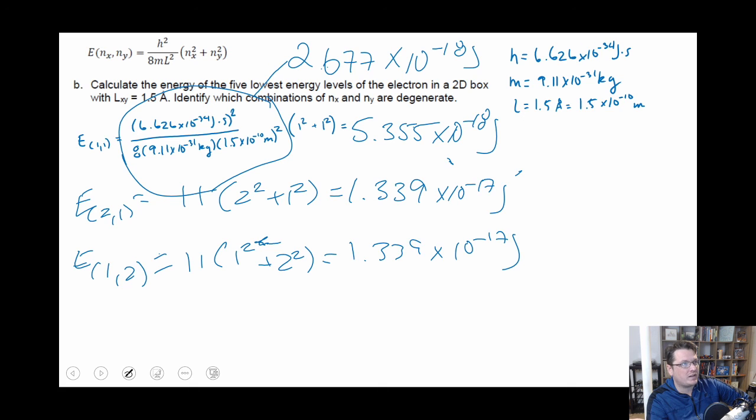Because the 3-1 combination gives you 10 for this part of the bracket, whereas the 3-2 combination, 3 squared is 9, 2 squared is 4, gives you 13. That's a pretty big difference in number between the two of them. But that's how you approach B.